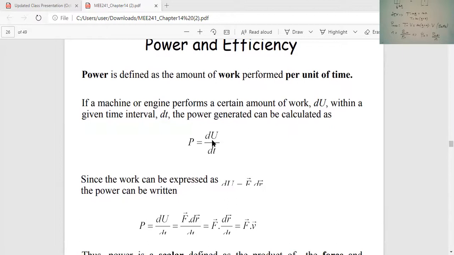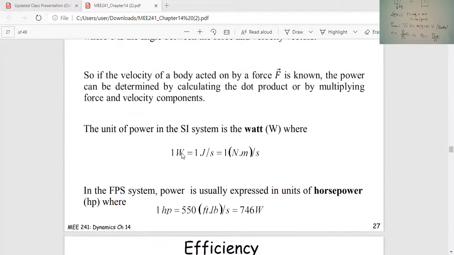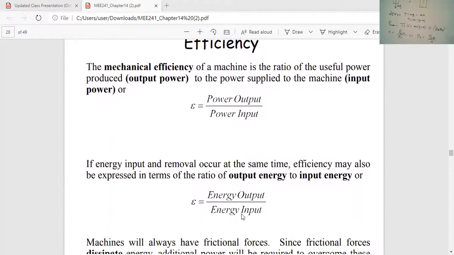Power is the rate of change of work with respect to time. If you differentiate that, you obtain force times velocity. In terms of units, the unit of power is going to be joules per second, or newton meter per second. If you were dealing with British units, it's given in horsepower, where 1 horsepower is equivalent to 550 foot-pounds per second, and this is equal to 746 watts. So if I give you British units, you should be able to get the corresponding wattage.